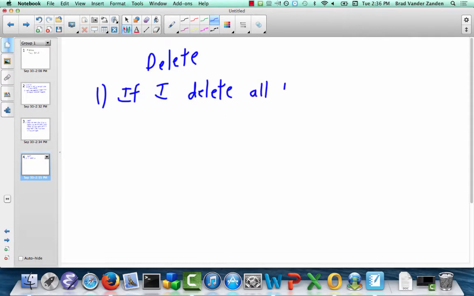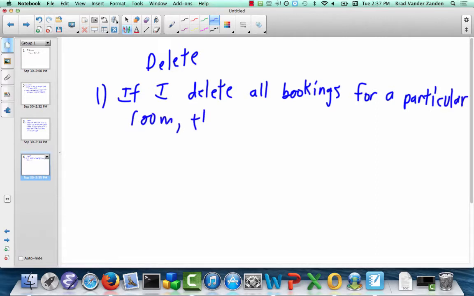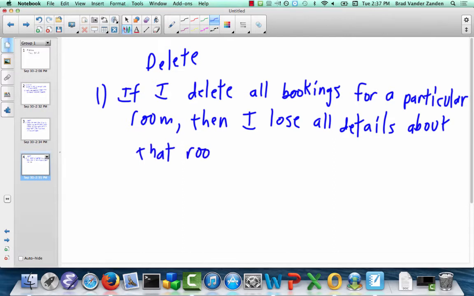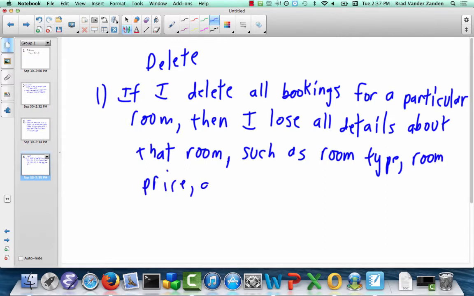So if I delete all bookings for a particular room, then I lose all the details about that room, such as room type, room price, and room number. And you could give me another example. If you remove all bookings for the Hilton, you lose all information about the Hilton. If I remove all bookings about a certain guest, such as BBZ, I lose all information about that guest.